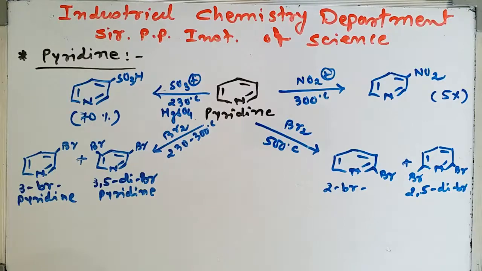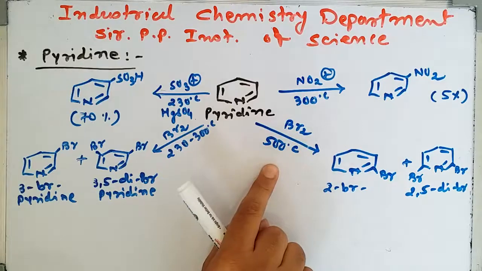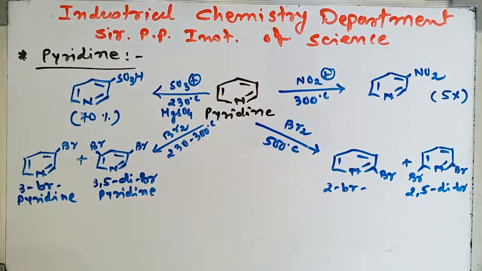In this last case, that is at 500 degrees Celsius, the formation of the alpha product is probably due to the fact that the reaction occurs by a free radical mechanism, and hence the active agent is the bromine radical but not the bromide ion. The radical is formed by the dissociation of bromine molecules.